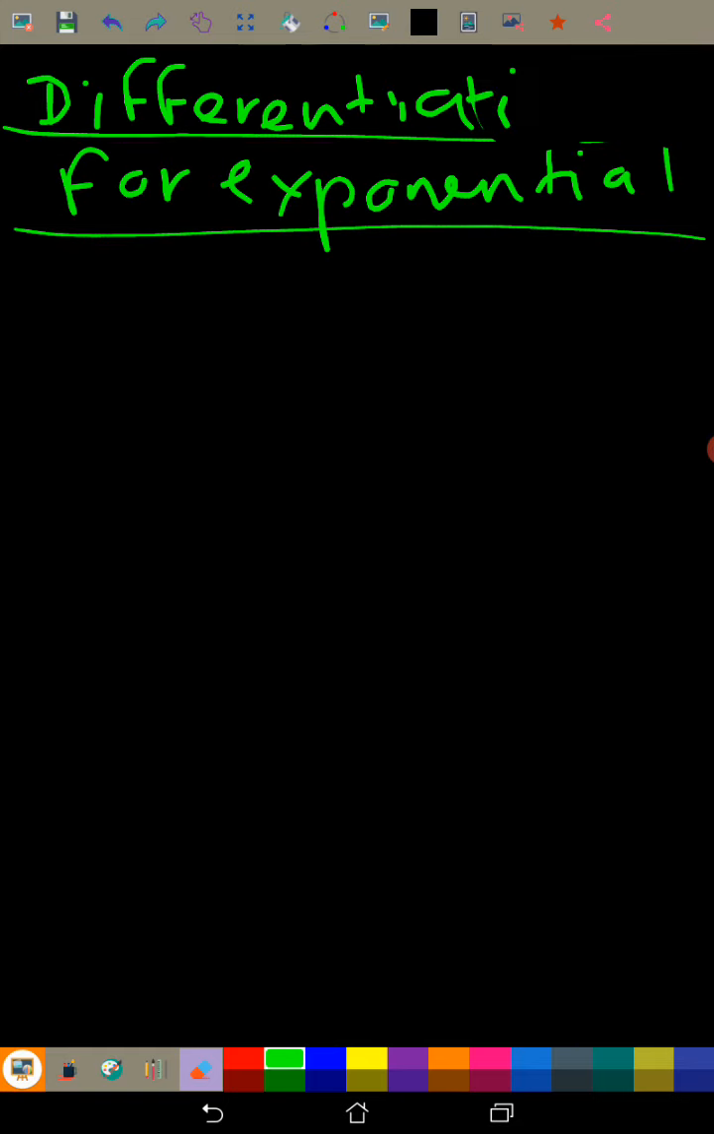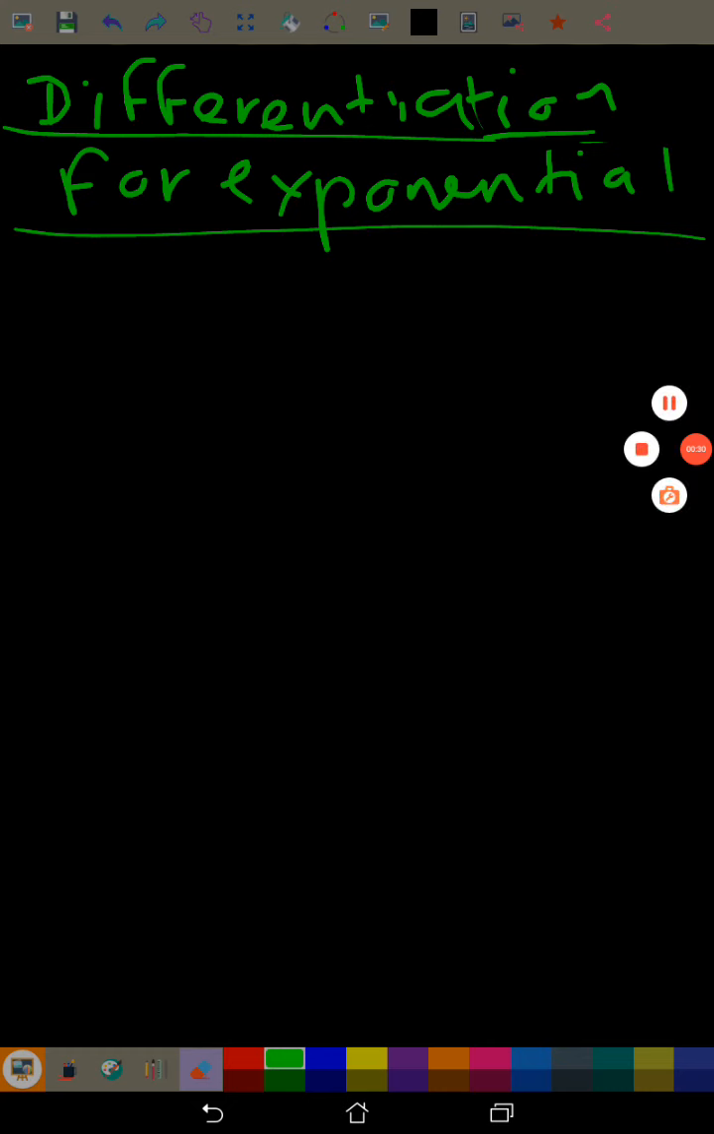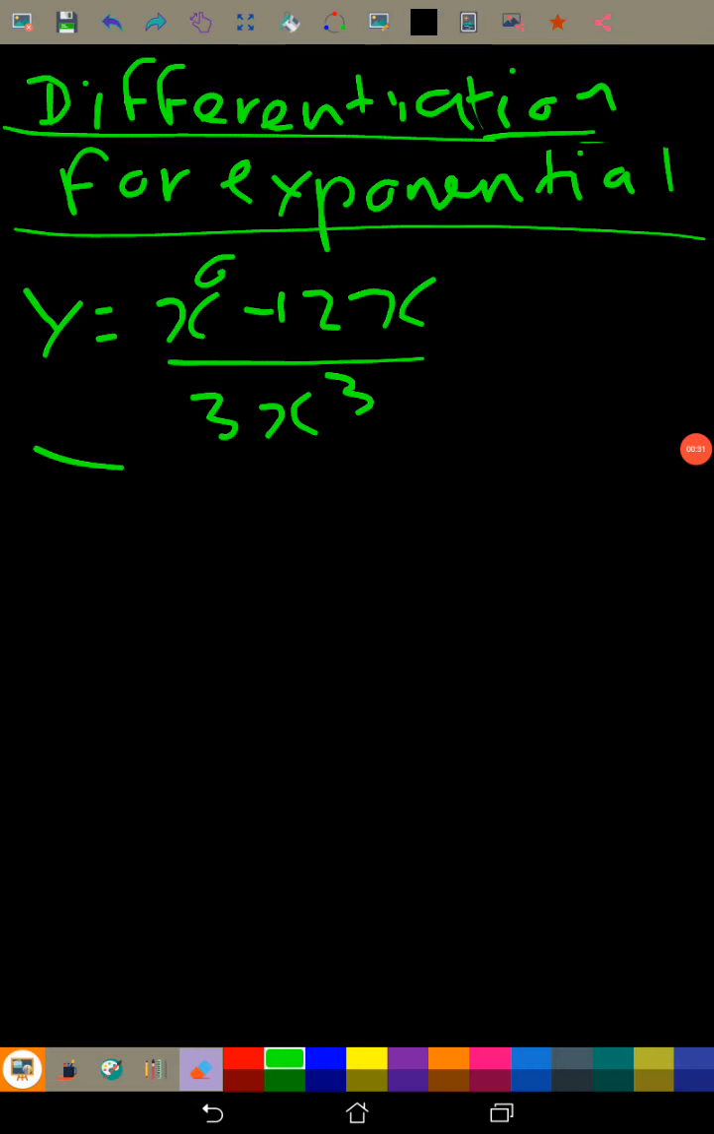So, differentiation. We're going to do differentiation for exponentials, but before we get into it, we are going to check our skills so that we can work with differentiation. I will pause it and write the equation because I'm using a book, so just one second. Okay, so we have this equation given to us.